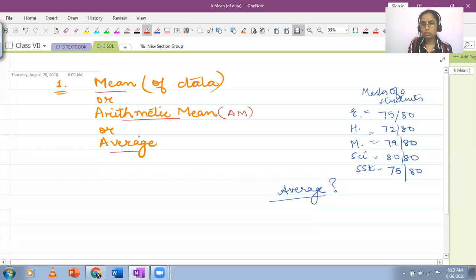Don't confuse it with the timings. So average, this is a common word. Average is a very common word we use in day-to-day life. So what exactly does average mean? I have taken an example here on the right side, marks of a student. Suppose a child's marks have come. We have written the marks for 5 subjects. If we want to find out the average marks, how much is the average marks?